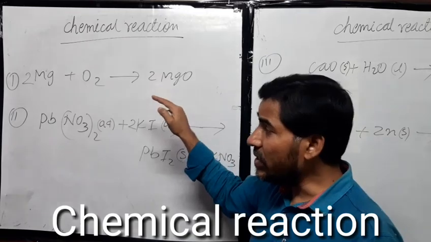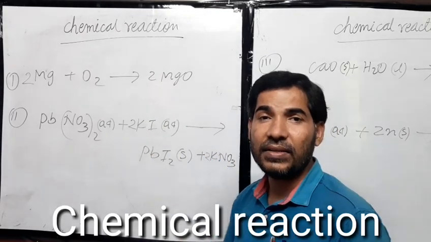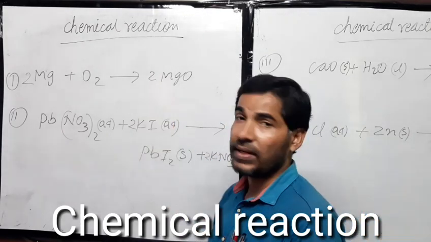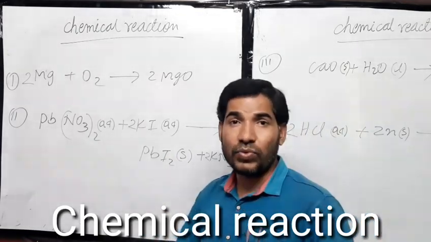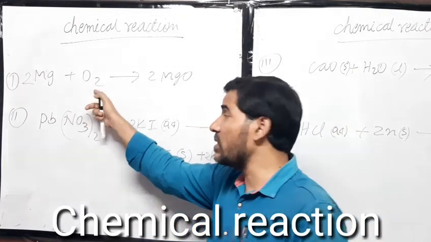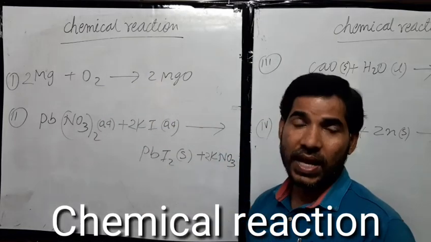This chemical equation has been written for the chemical reaction which I have told you: when magnesium reacts with oxygen, it gives magnesium oxide.